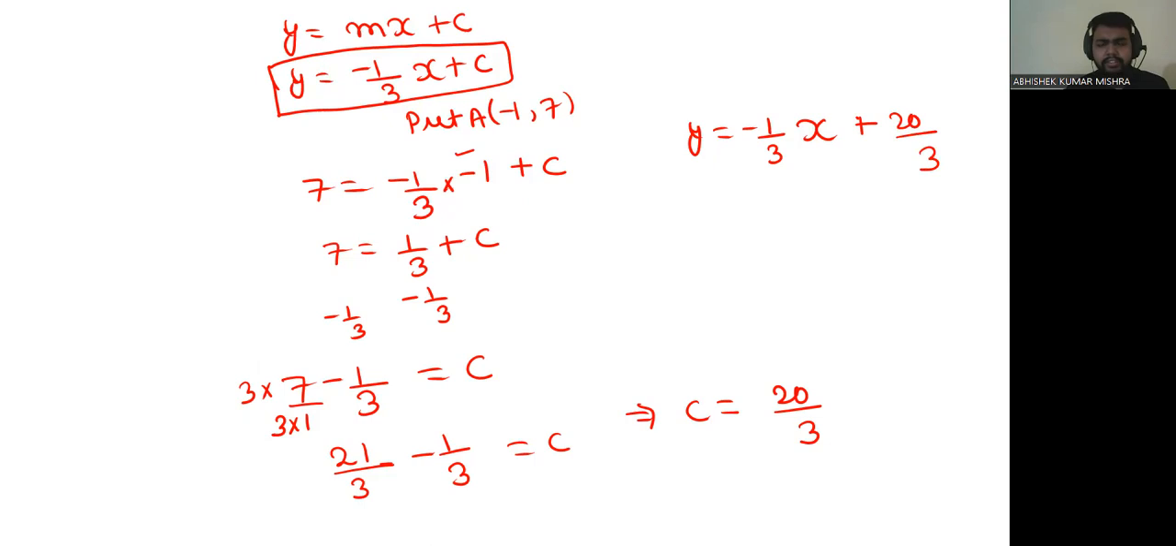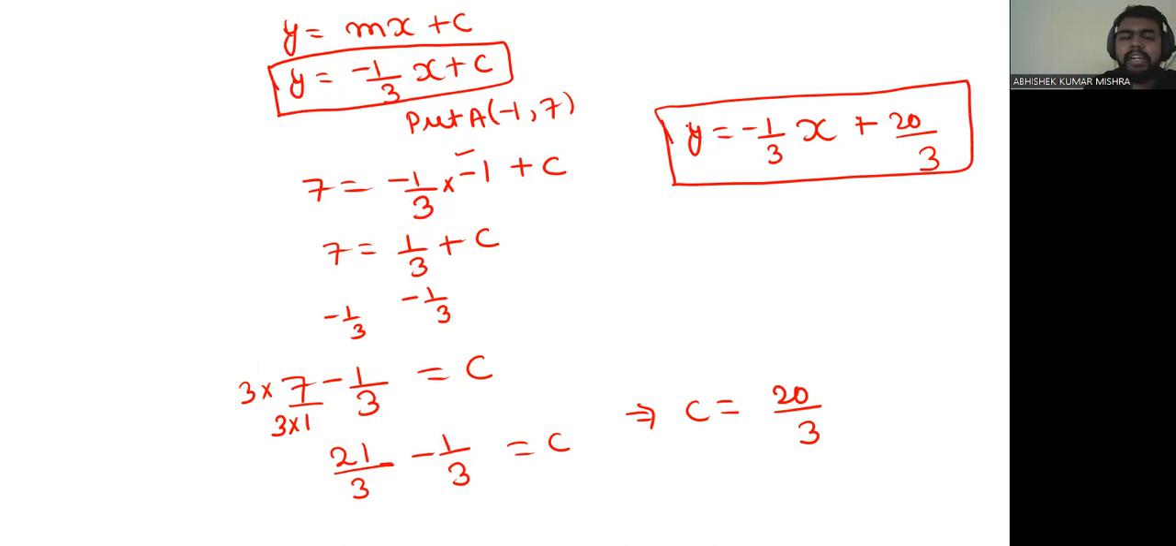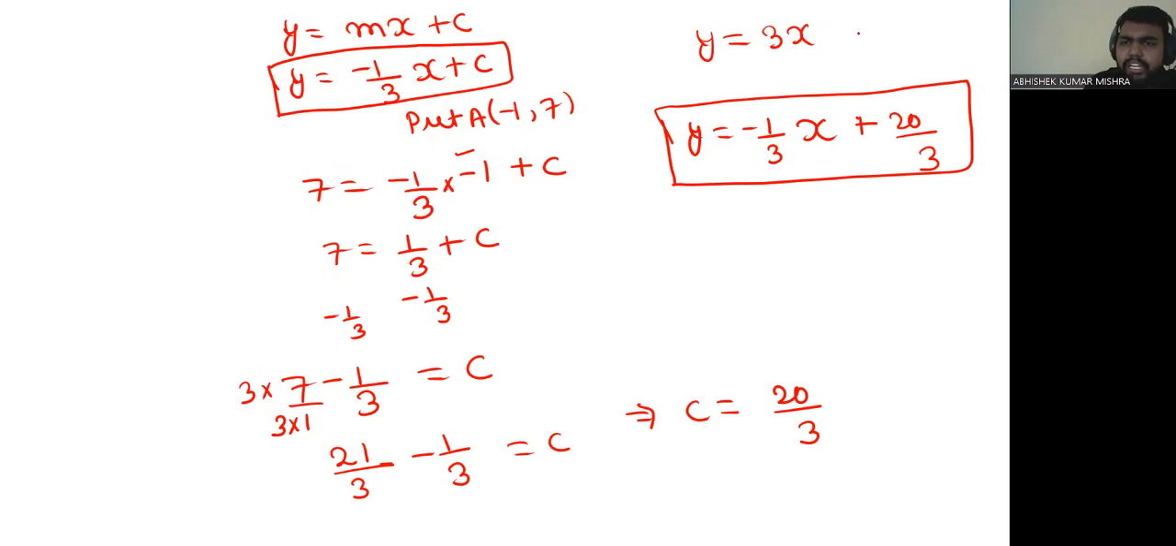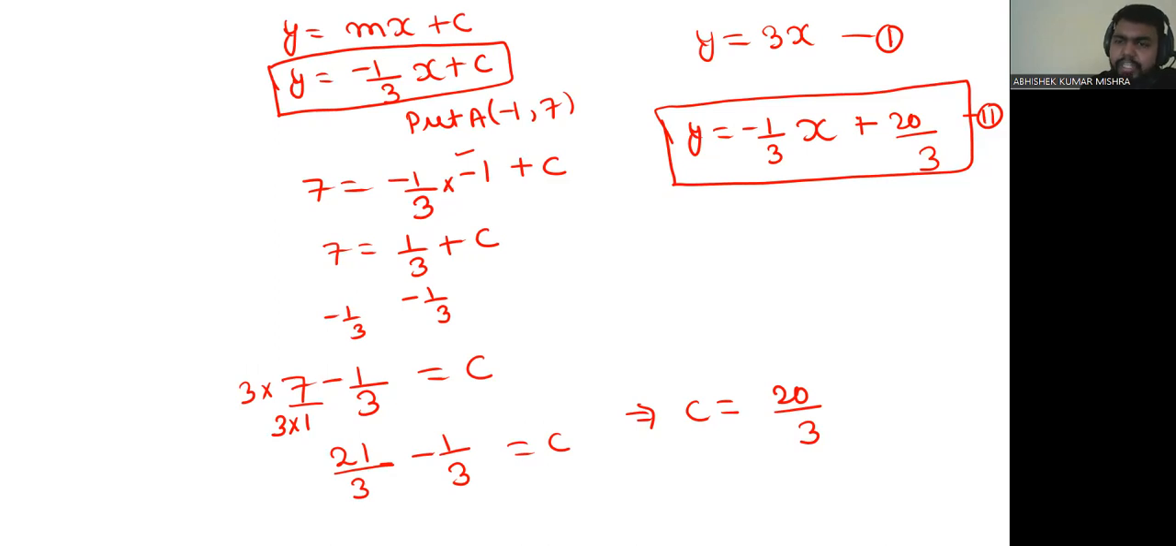So I hope you understood this point. There is no doubt at all. Now we have two equations. We found the equation of a line which is perpendicular to my given line. The equation of my original line was given. What is the equation of my original line? The equation of the original line is y is equal to 3x. You can see this. Now we have two equations and two variables. From here I can find the value of x and y very easily. So let us find the value of x and y from these two equations.